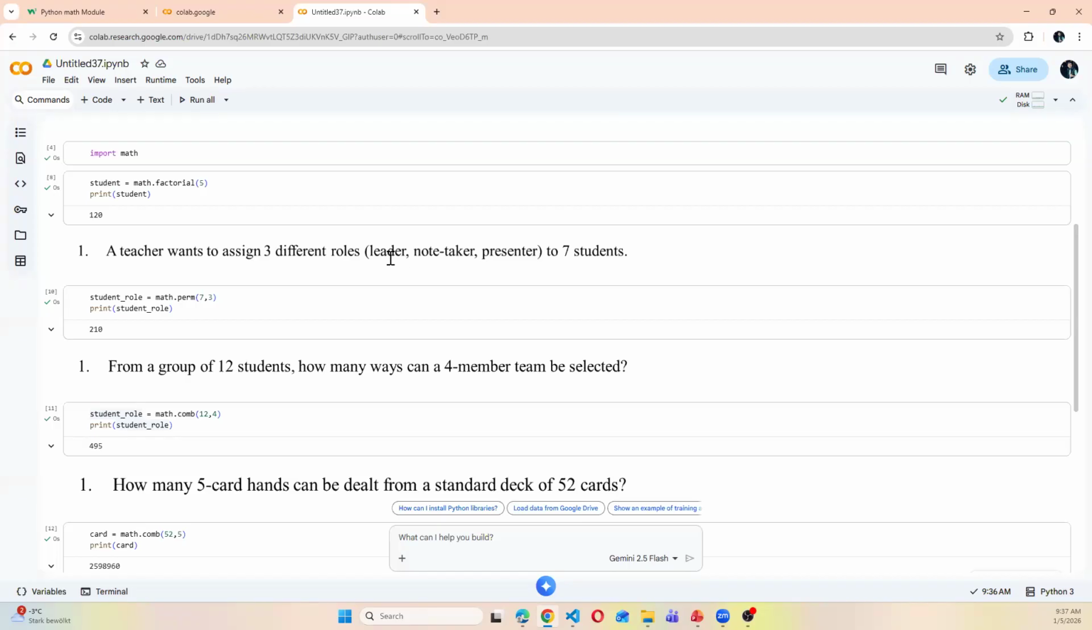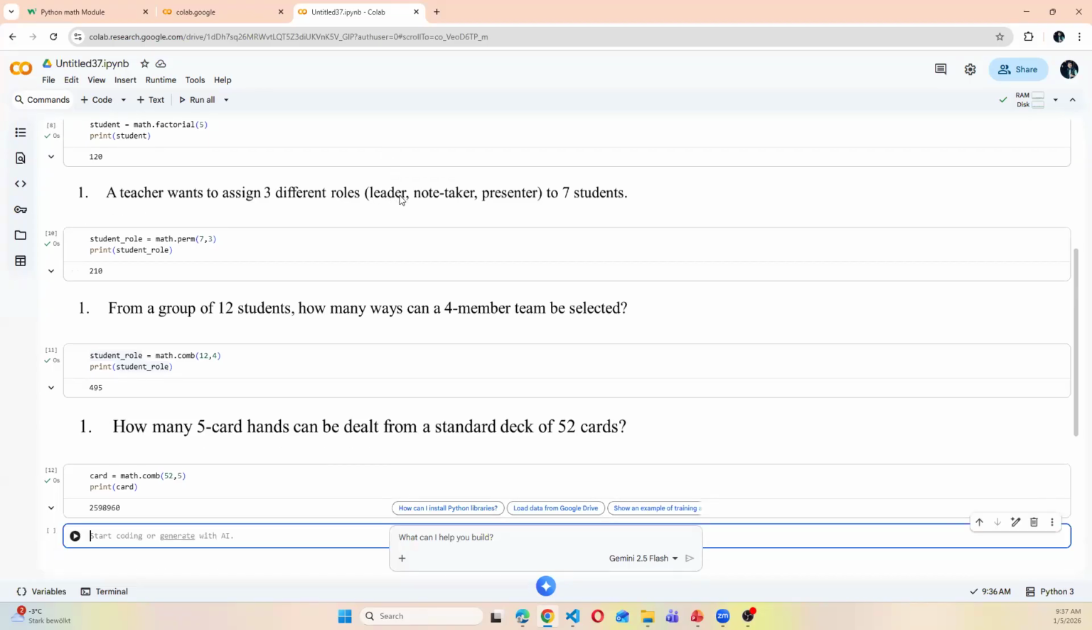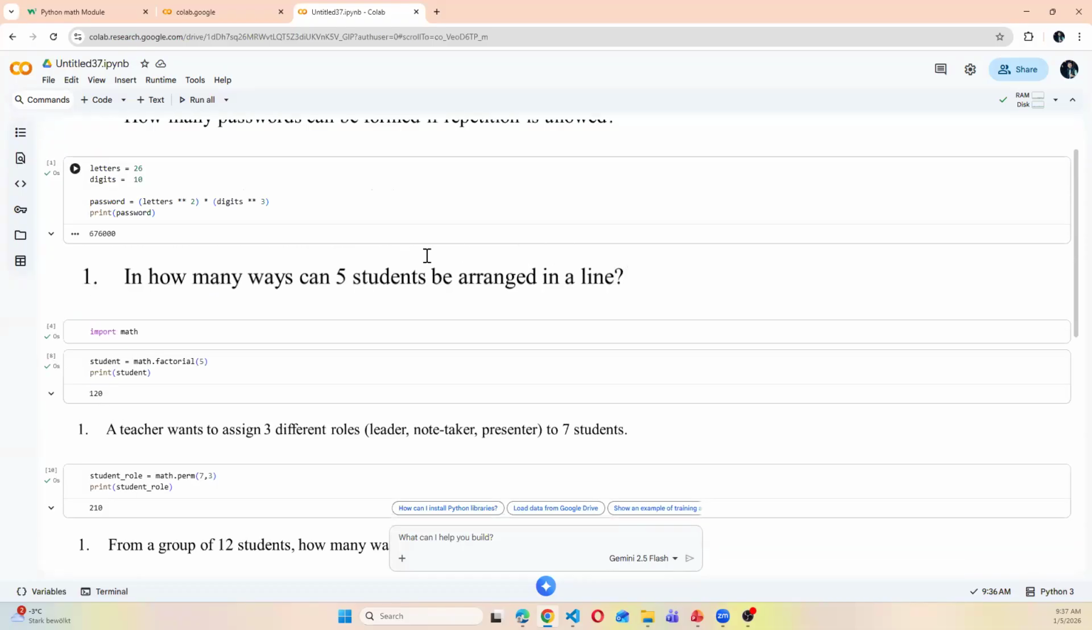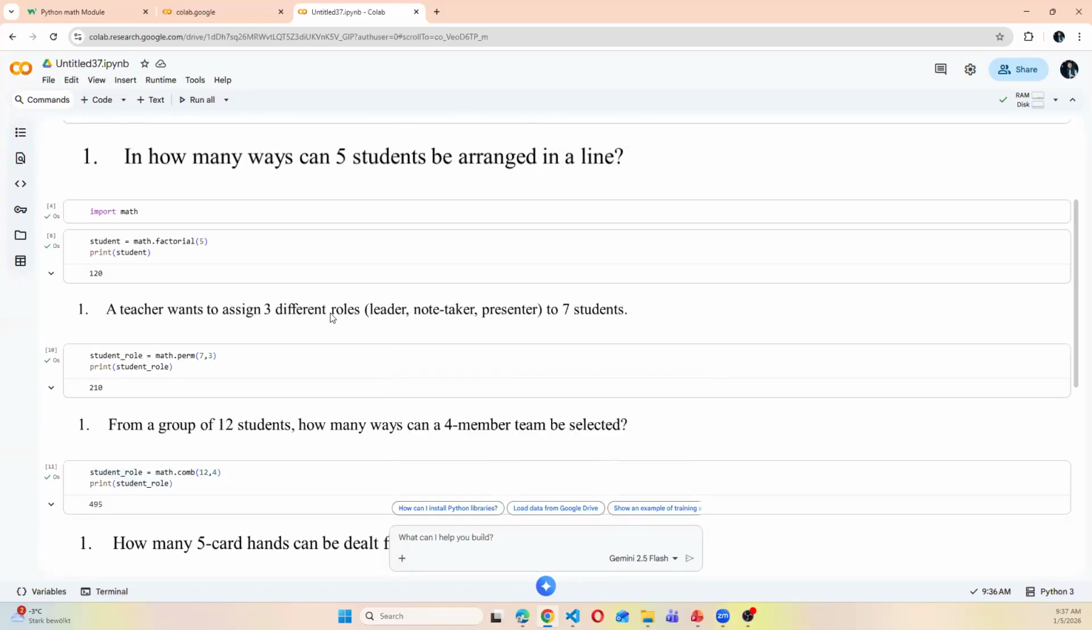Okay then. So if order matters, you will use permutation. If order does not matter, you will use combination. So this is the basic trick you can see. Because here it's written 3 different roles: leader, note taker, and presenter. It means that order matters. If leader is Zohra or anyone, then note taker should not be Zohra, because order matters.